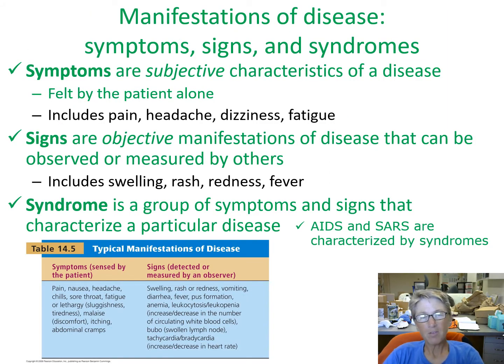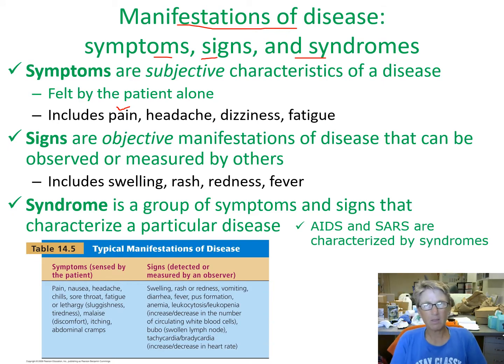All right, manifestations of disease. What does disease look like? So there's signs, symptoms, and syndromes. When you have a symptom, that's a subjective characteristic of a disease. So it's felt by the patient alone. So pain is subjective. Even though I know they try to, I think they give you cards like rate your pain today from 1 to 10. But it's still a symptom because it's still subjective and it's just felt by the patient alone. The doctor or nurse cannot objectively measure it.